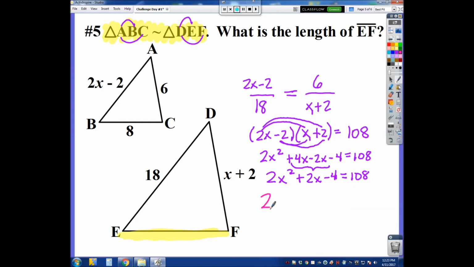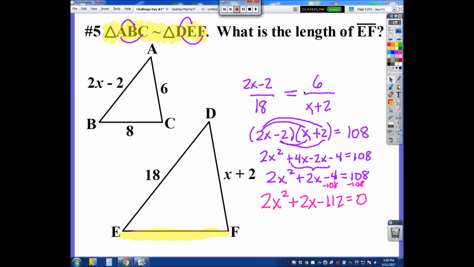And this kind of looks like a factoring problem, but before I can factor, I need to put all of my terms on one side, preferably where the square term is positive. So I'm just going to move that 108. I'm going to subtract it over to the negative 4. So altogether, I've got negative 112 equals 0.